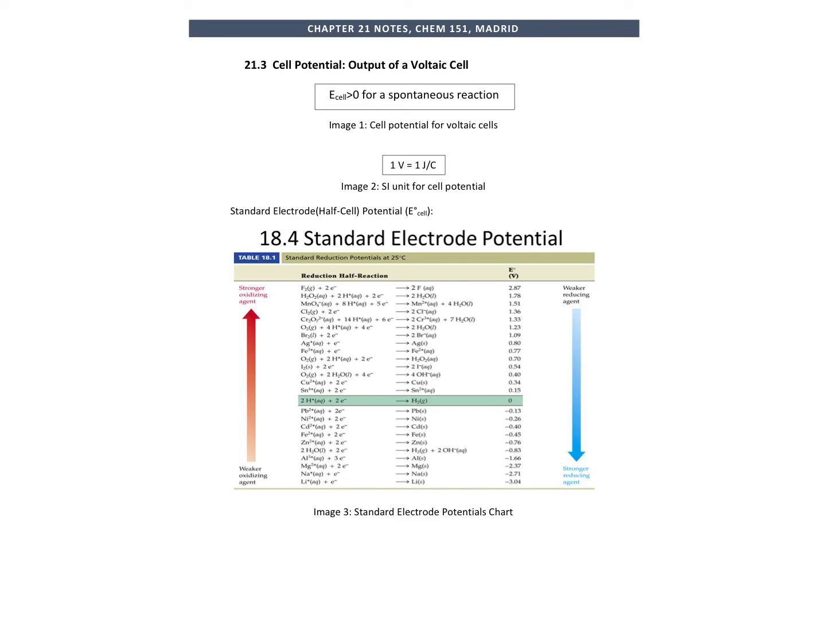All right, welcome everybody to 21.3. This is a continuation of electrochemistry. So far in 21.1, we have looked at how to balance redox reactions, or at least you reviewed how to balance redox reactions. We reviewed what redox is.